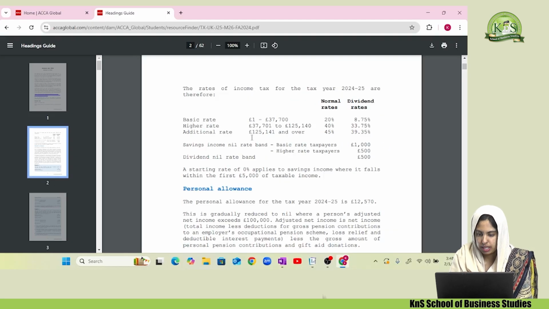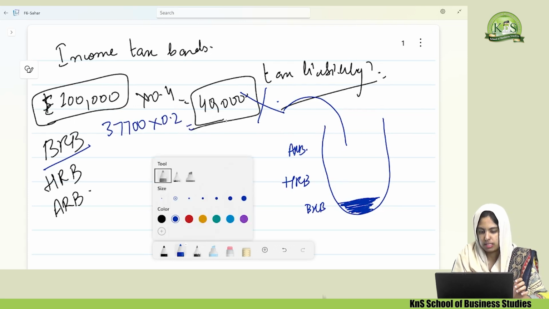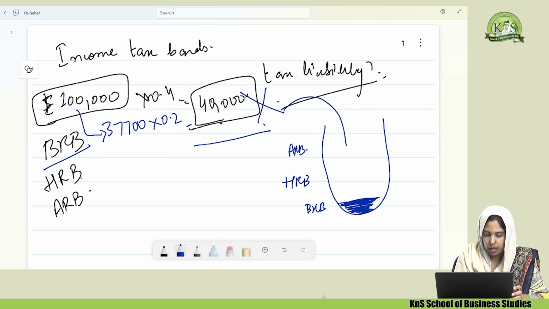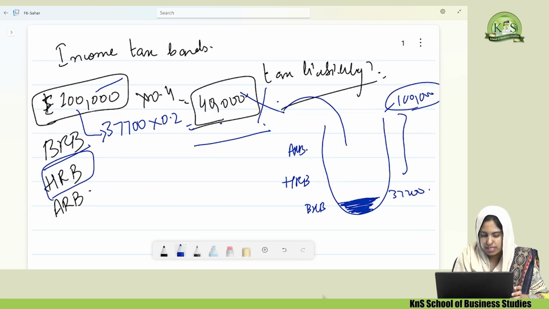Let's say the BRB is 37,700. So first, 37,700 multiplied by 20% needs to be figured out, and some answer should come up. Students, let's calculate whatever answer comes up, and you are supposed to write it over here. Then out of 100,000, you will find out how much space is left, because you have to tax the 100,000. Now 37,700 is filled. How much space is remaining? So you will subtract it.